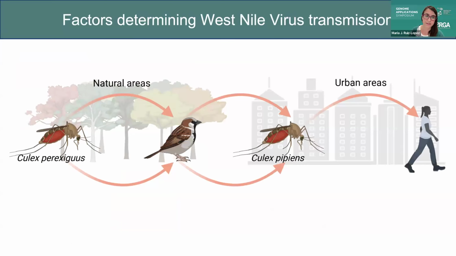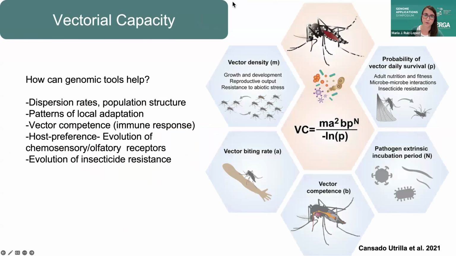What we know, though, is that 2 of those species are the main drivers of West Nile virus transmission. One is Culex perexiguus, which inhabits mainly natural areas and amplifies the enzootic cycle in birds. Then we have Culex pipiens, the common house mosquito, which helps in the spillover to humans in urban areas. As you can see, there are clear differences in how these species of mosquitoes interact with the virus. So our question was: what are these differences?